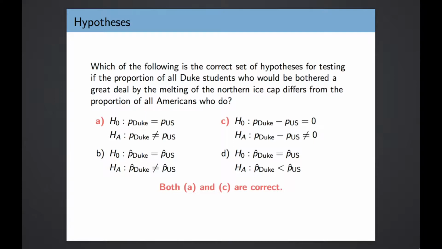The options that are wrong have p-hat as part of the hypotheses. Now remember, p-hat is a sample statistic, and our hypotheses are always about population parameters. So both of those sets of hypotheses are wrong.